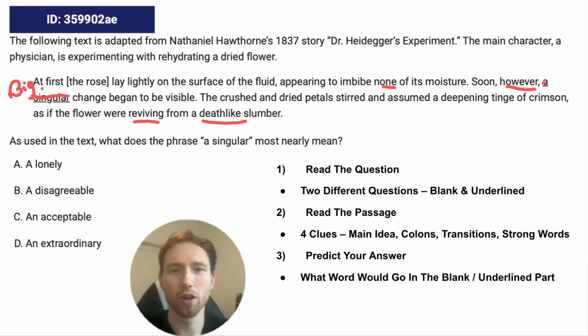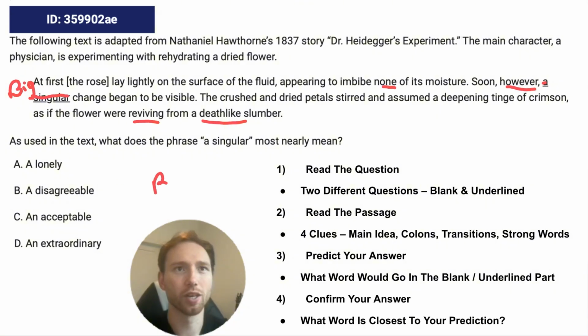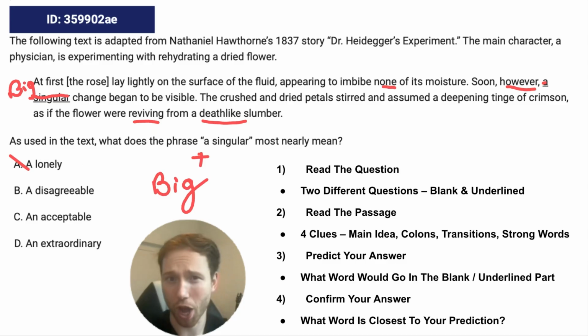And so I'm going to take that word and compare it to the answer choices for step 4. I want to take a look at which answer is closest to my prediction, big. So let's take a look at A, lonely. A lonely change? No, not really. In addition, big's pretty positive, so I'm looking for a positive word because this flower was dying, then a change happened, and it became alive, it revived. So I'm also going to be looking for a positive tone. B, a disagreeable. Once again, a little negative, but it wasn't a disagreeable change, and that doesn't align with my prediction big. An acceptable change.